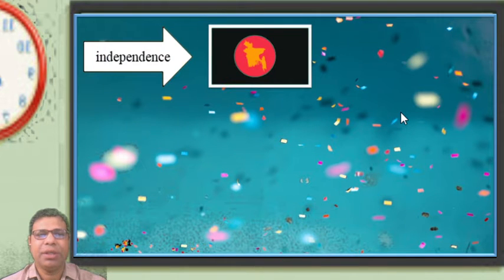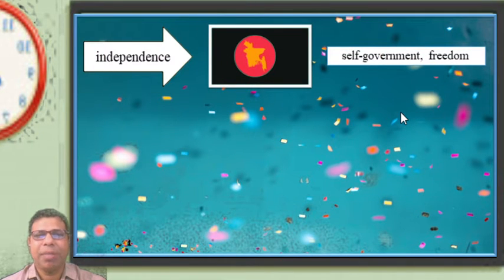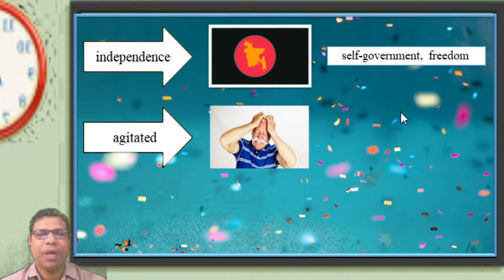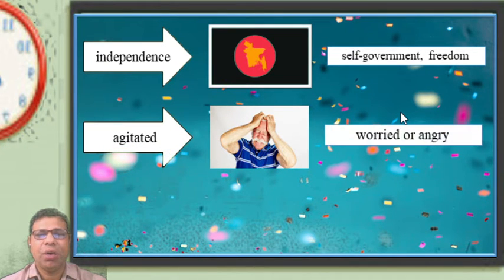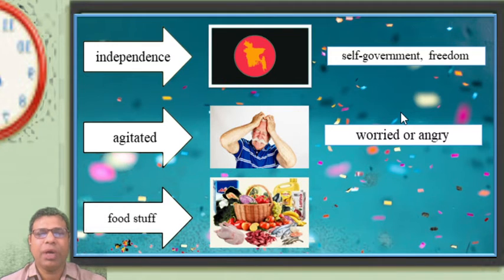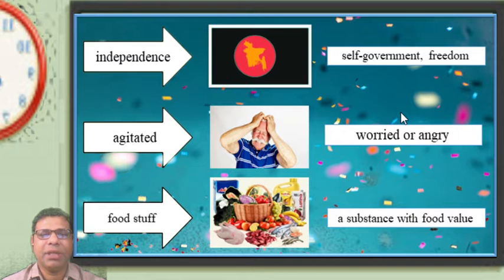Dear students, independence means self-government or freedom. Agitated, worried or angry. Look at the picture. By understanding, by reading the picture, you can understand the meaning of the word. Dear students, foodstuff means a substance with food value.